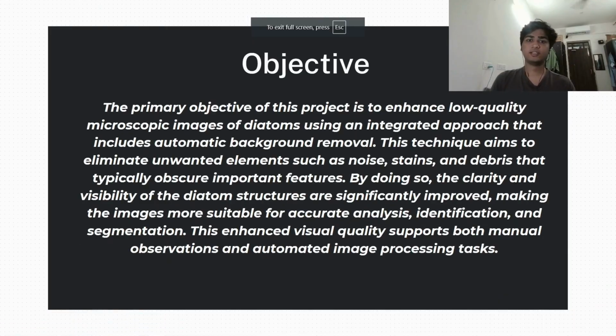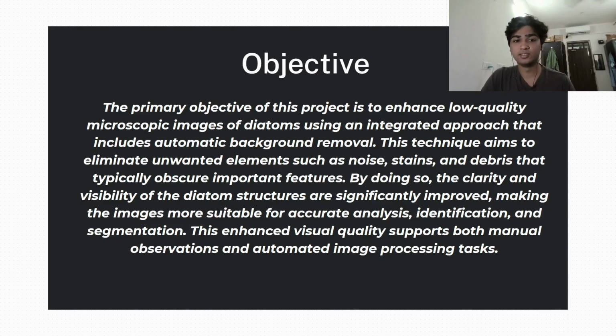So the primary objective of this project is to enhance low quality microscopic image of a diatom using an integrated approach that includes background removal. By doing so, we improve the clarity and visibility of a diatom structure and make the image more suitable for accurate analysis, identification, and segmentation. This enhanced visual quality supports both manual observation and automated processing tasks.